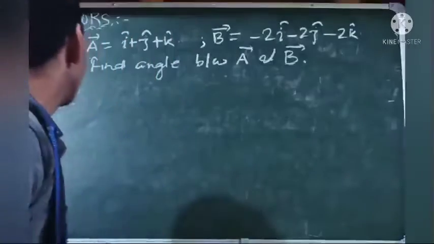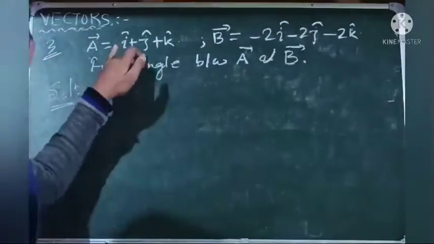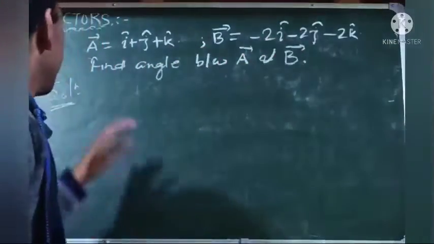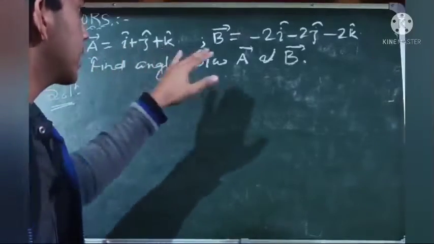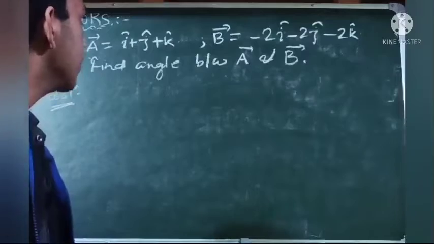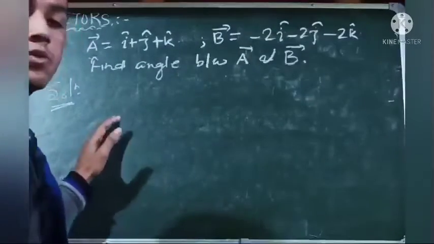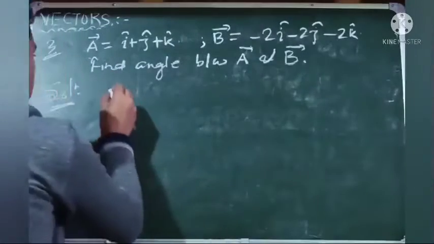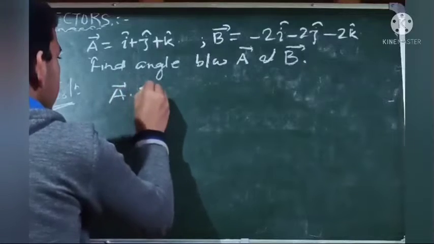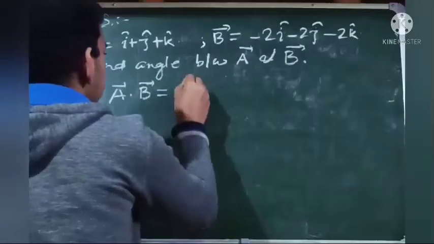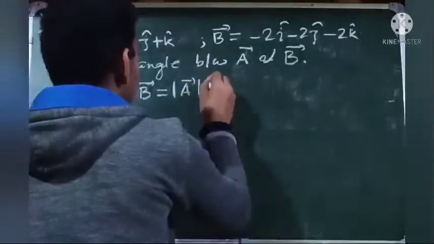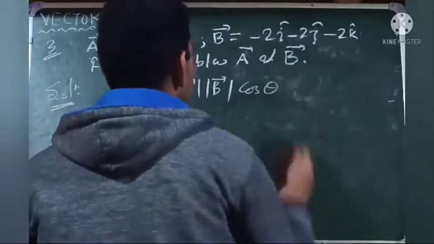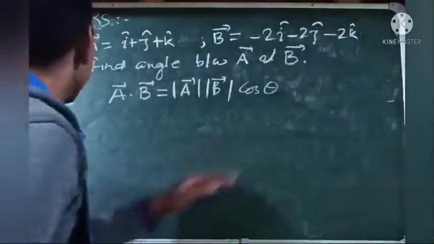Now in question number 3, we are given that a vector is equal to i cap plus j cap plus k cap, and b vector is equal to minus 2i cap minus 2j cap minus 2k cap. We are required to find the angle between a vector and b vector. We can make use of the dot product to find the angle between these two vectors. We know that a vector dot b vector is equal to magnitude of a vector multiplied with magnitude of b vector multiplied with cos of the angle between them, that is theta. Let the angle between them be theta.